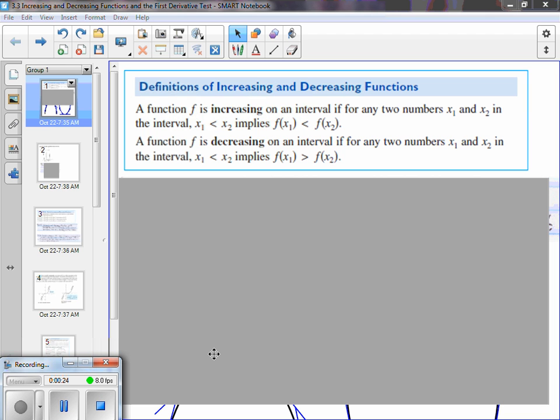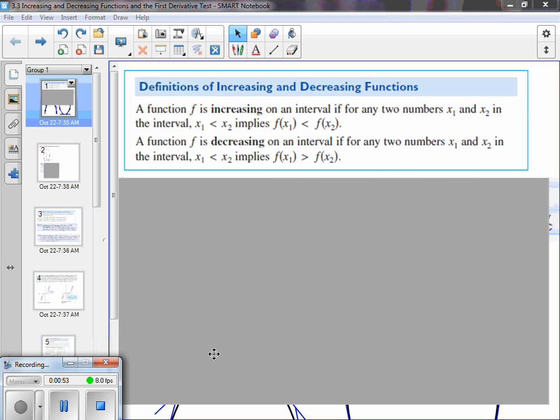So a function is increasing on an interval if for any two x coordinates, the x coordinate on the left leads you to a y coordinate that is less than the y coordinate on the right. Okay? If you pick 2 points on the function, if the y coordinate on the left is smaller than the y coordinate on the right, then the function is increasing. And then vice versa for decreasing.